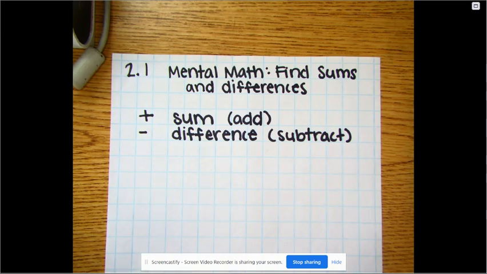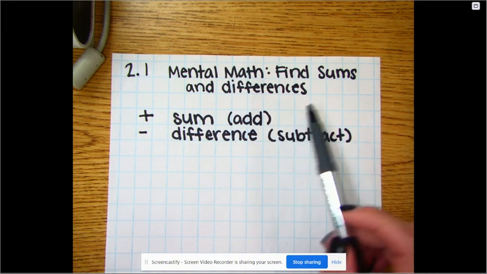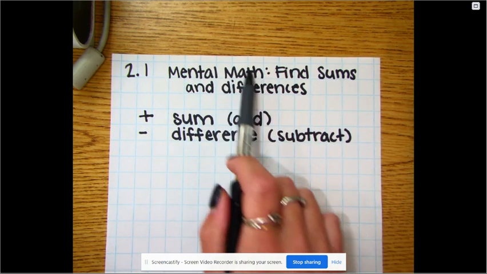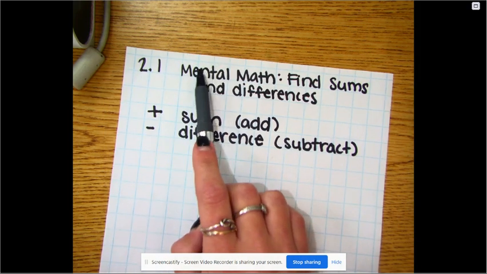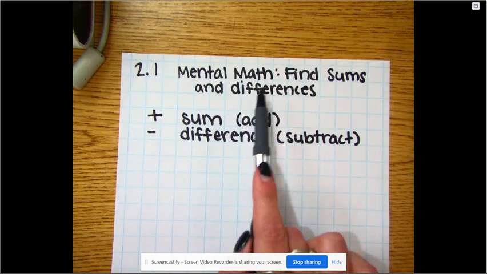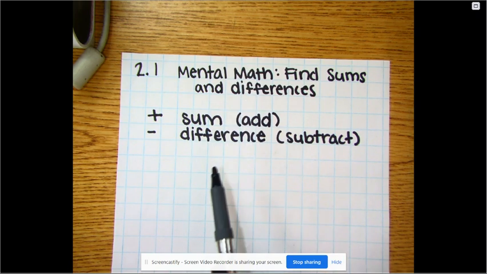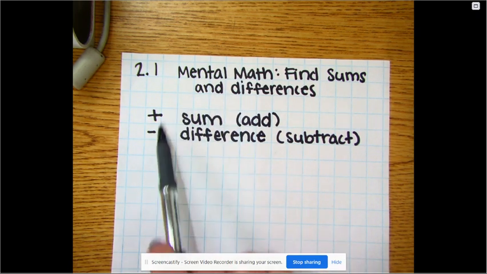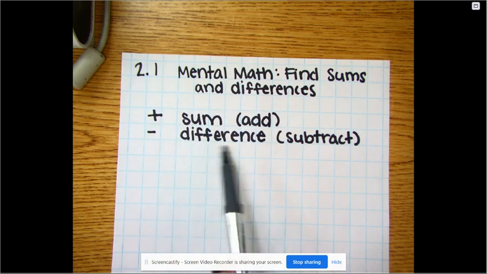Lesson 2.1, Mental Math. Find sums and differences. Now, the key thing to think about is that this is mental math. This is math that we want to try to do in our head, but we're going to show how we do it in our head on the paper. Before we can get started, we need to talk about some really important key terms.